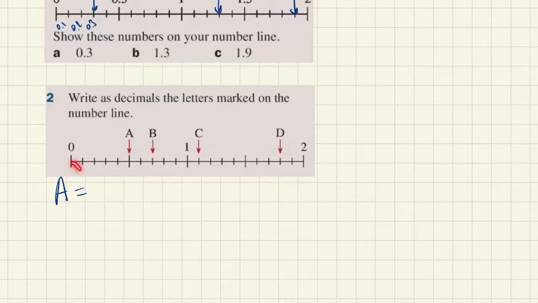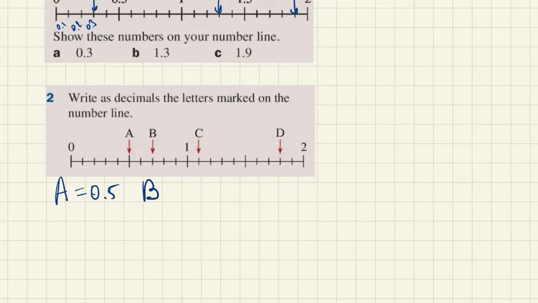A is, as you can see, right in the middle between 0 and 1. So it's probably going to be, and we can count them, 1, 2, 3, 4, 5, 6, 7, 8, 9, 10. So you can see that this is tens, right? We have a number line with tens on it. And A is right in the middle. So again, 1, 2, 3, 4, 5. A is going to be 0.5.